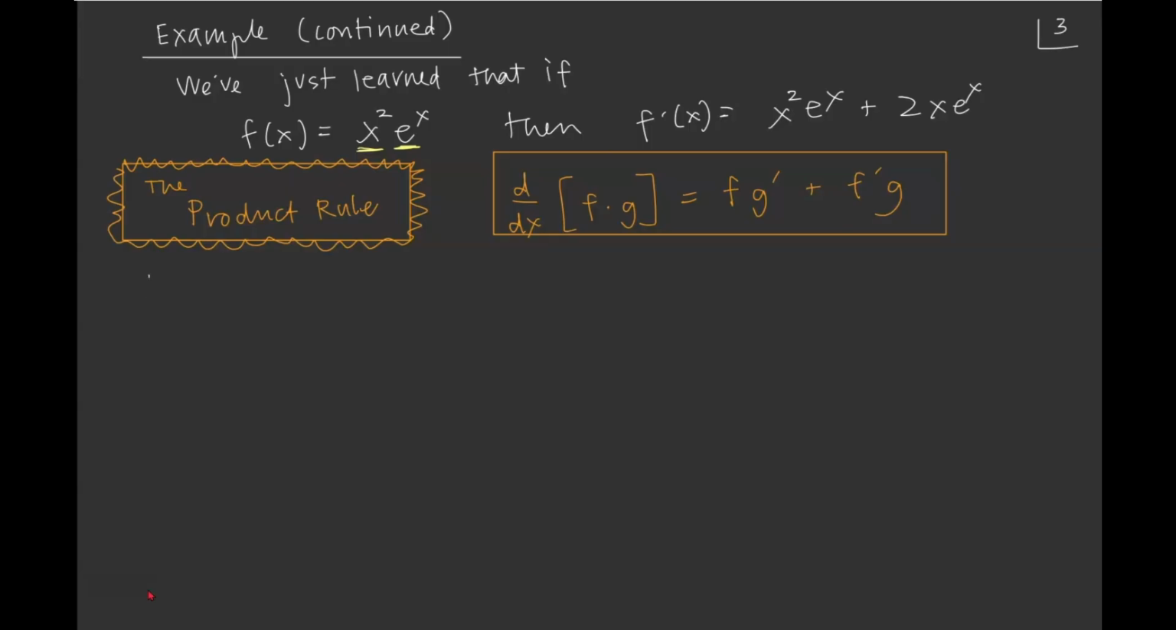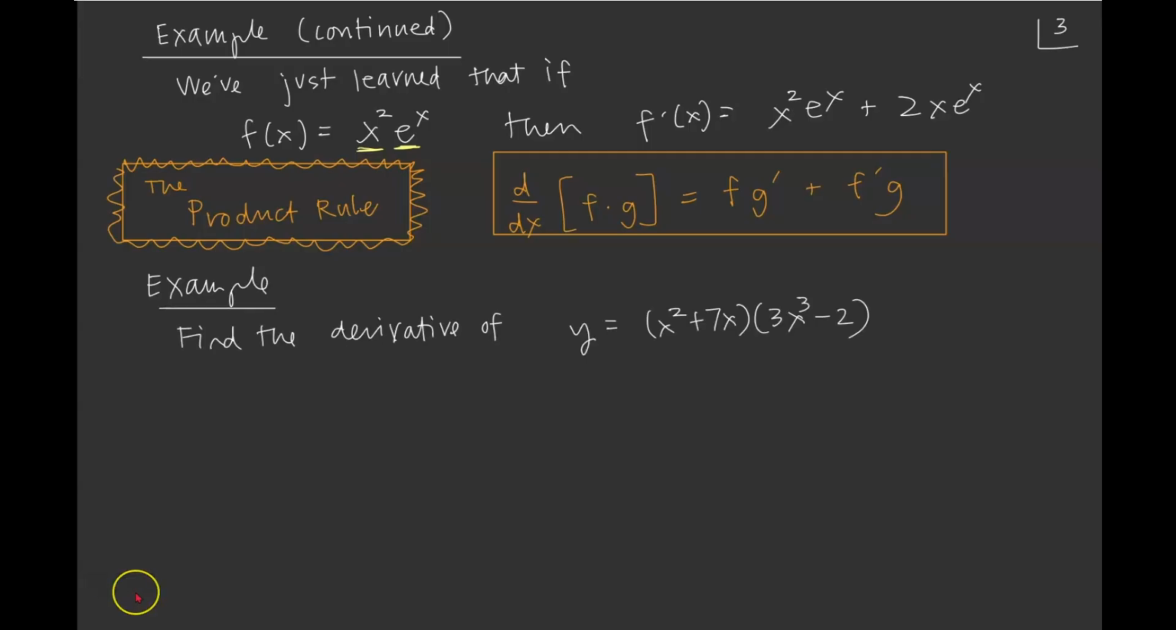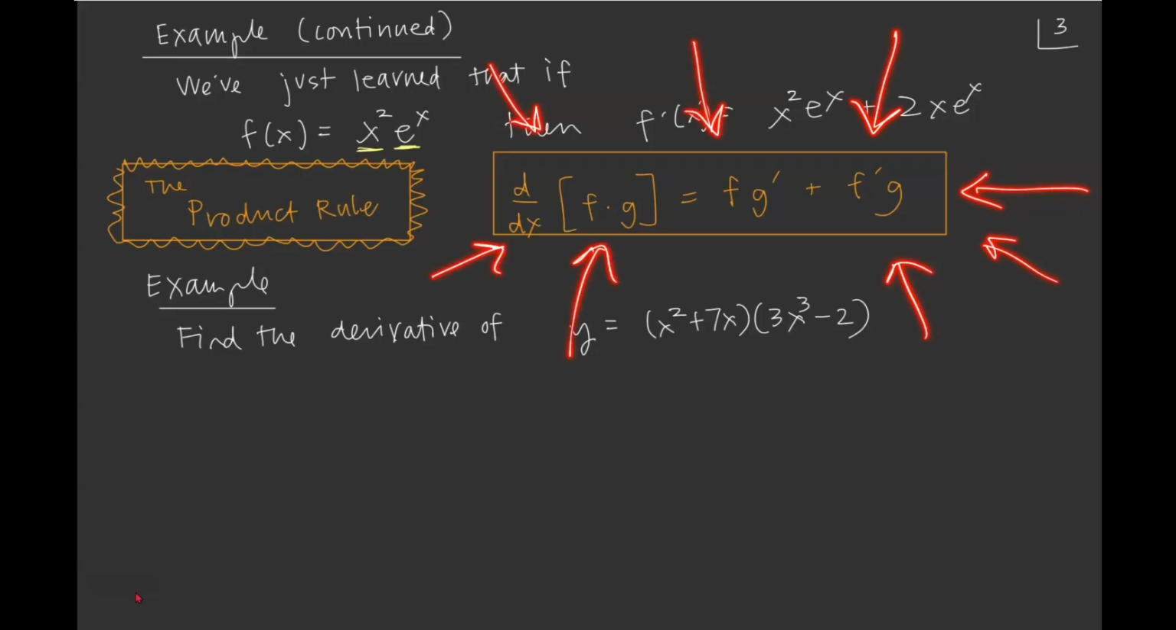So say that we have this one. I have a function y equals x squared plus 7x times 3x cubed minus 2. And each of these I know how to take the derivative of separately, but importantly, the derivative of y, or dy dx, or y prime, is not just going to be 2x plus 7 times 9x squared. I can't just take the derivative of each part and multiply them together. We already know that that doesn't work, that we really truly have to follow the product rule and do all these steps.